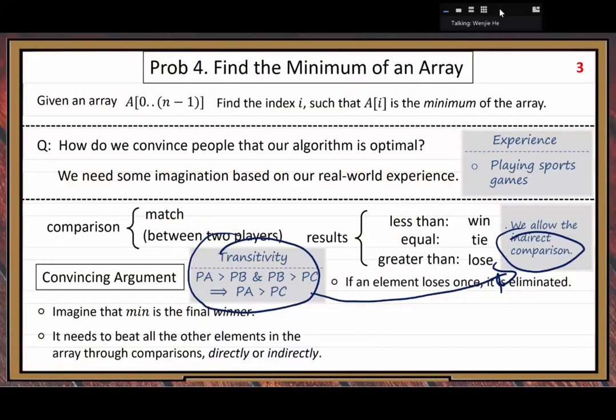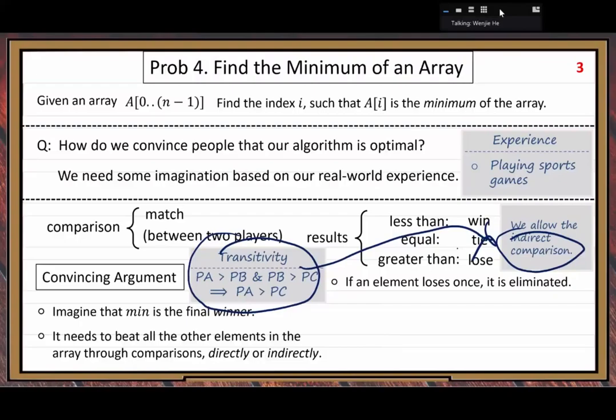Next step. If an element loses once, it is eliminated. This is another important statement. If an element loses just once, then it has no chance to be the minimum, right? It cannot be the minimum, because it is greater than at least one element. How can it be the minimum? So this statement is also correct. If it loses once, it is eliminated.